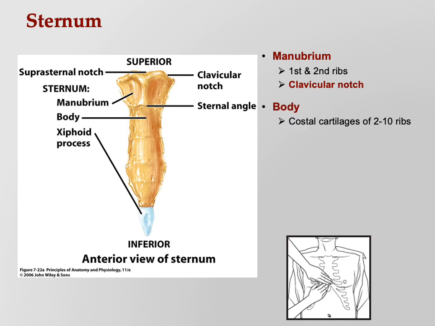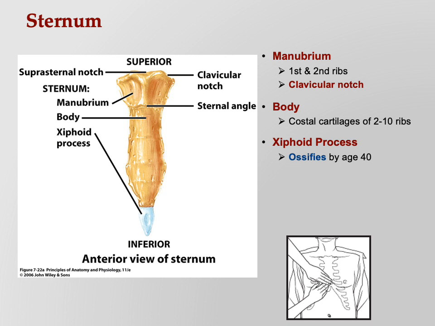Then the body has costal cartilages of ribs 2 through 10. And the xiphoid process down on the very end. That's a little pointy piece of cartilage. It's cartilage in most of you. Turns into bone by the time you're around 40. I'm 70, so it's definitely bone in mine.